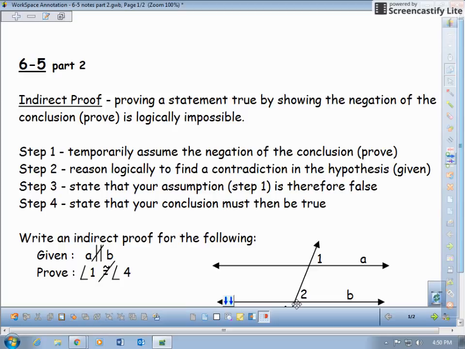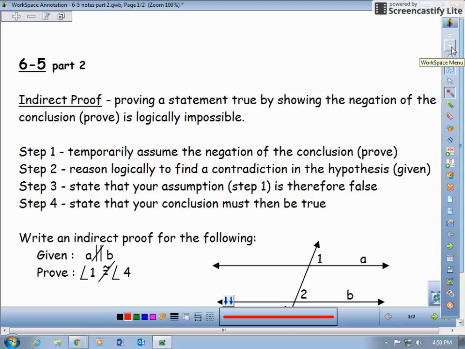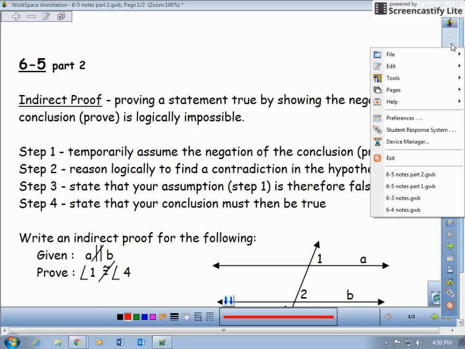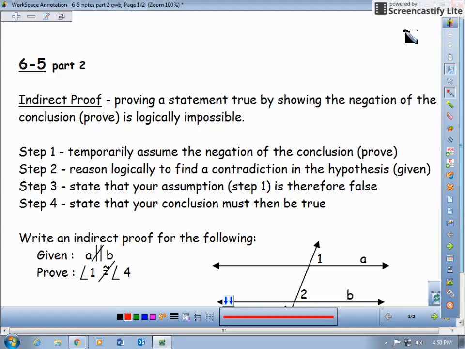Okay, guys, we're going to talk about something called an indirect proof. It's just a different way of proving something. It's a little bit different, but it's something that actually gets done quite a bit. And it's using a negation here.